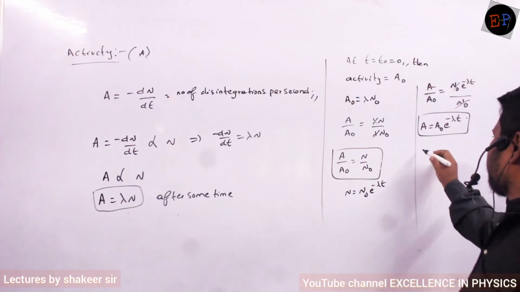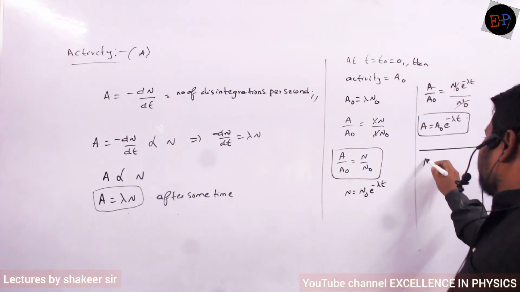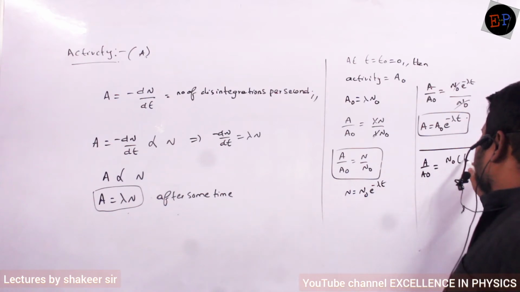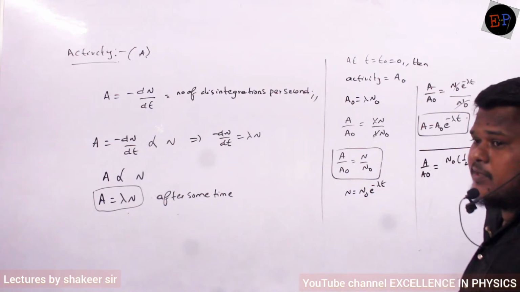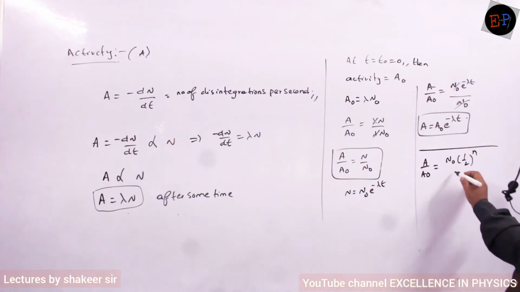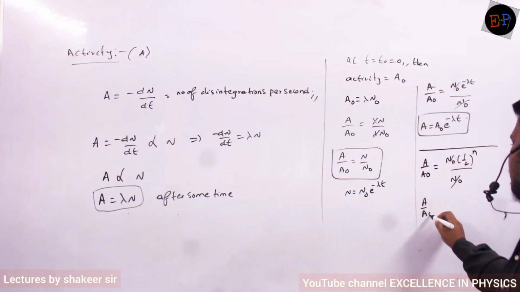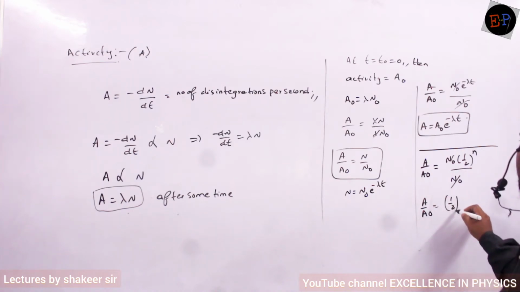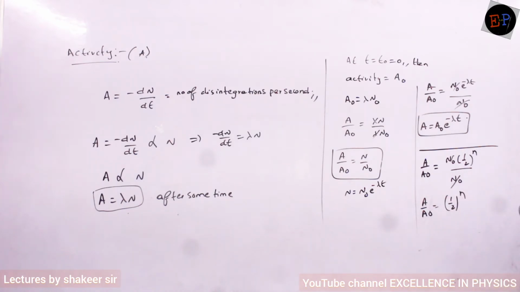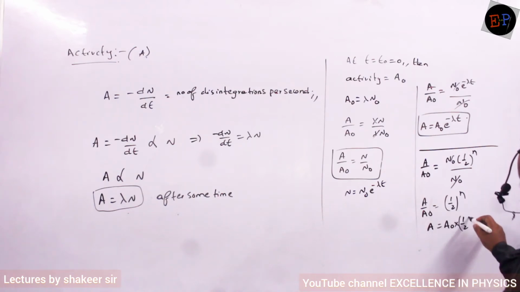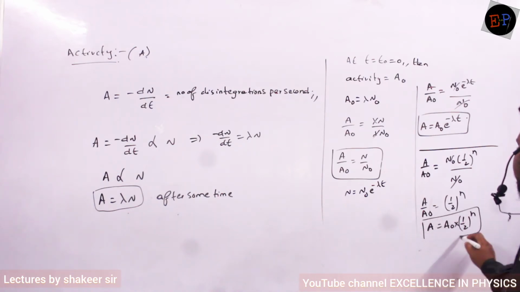Same relation I can write like this also. A divided by A naught, how can I write n? N naught times 1 by 2 power N, in terms of number of half-lives, divided by N naught. So N naught gets cancelled. So A by A naught is equal to 1 by 2 power N. So you can write like this also, or you can write A is equal to A naught multiplied by 1 by 2 power N.